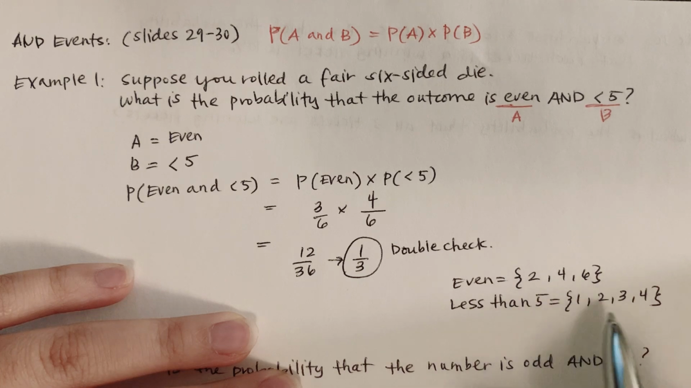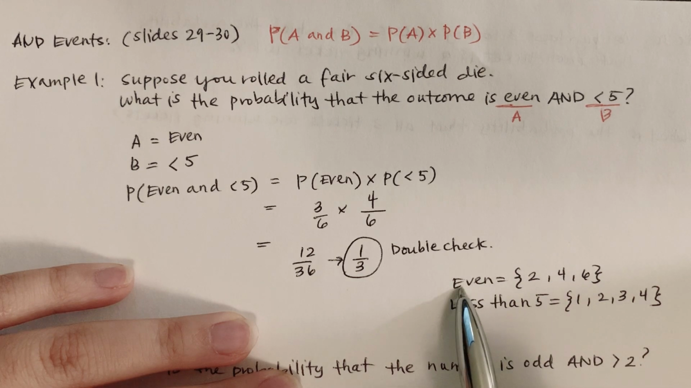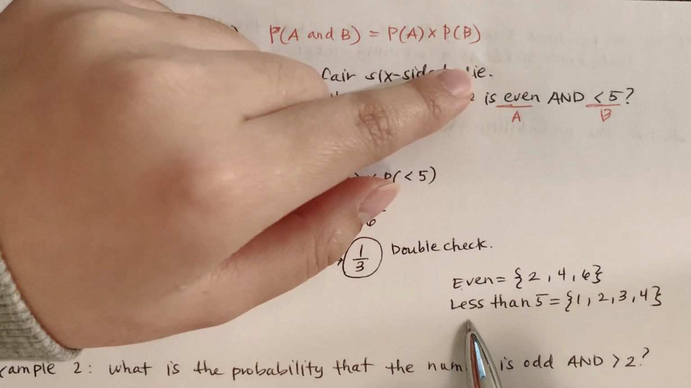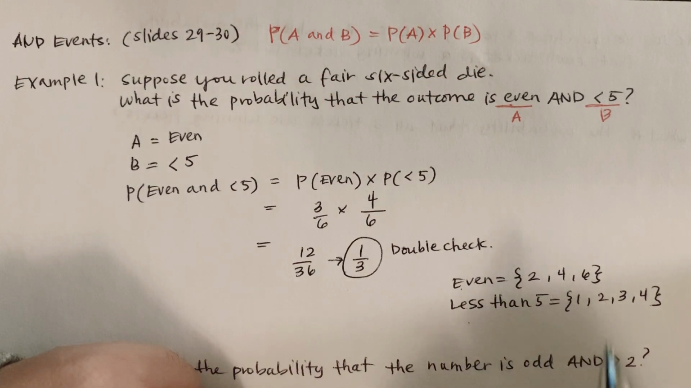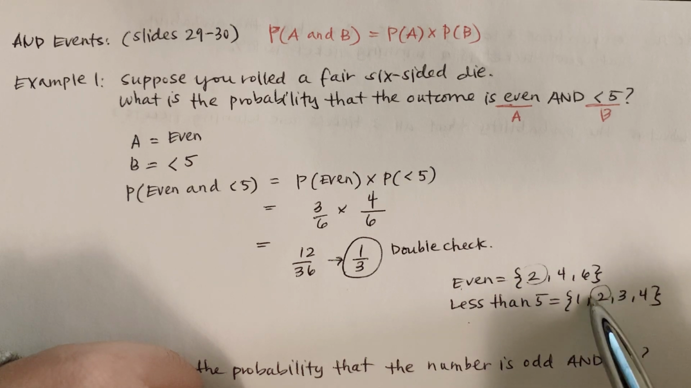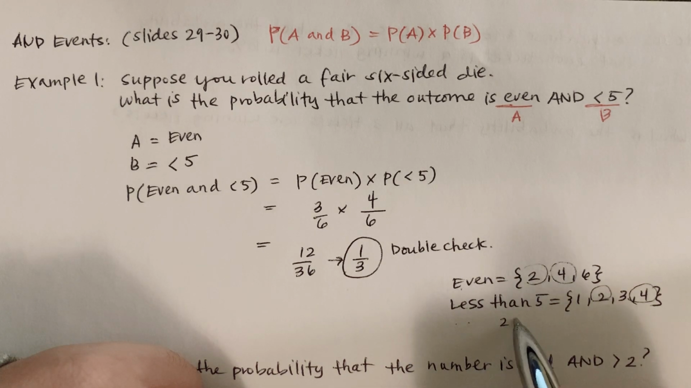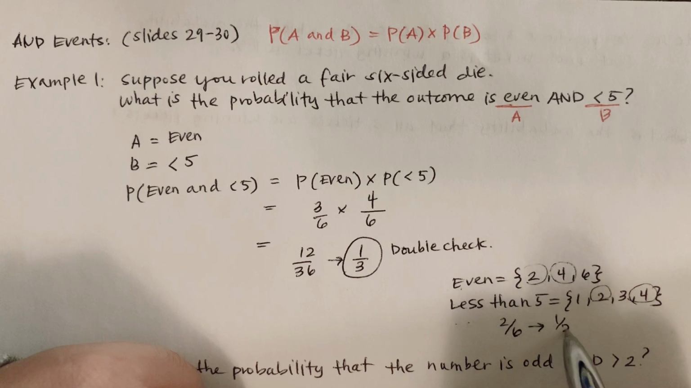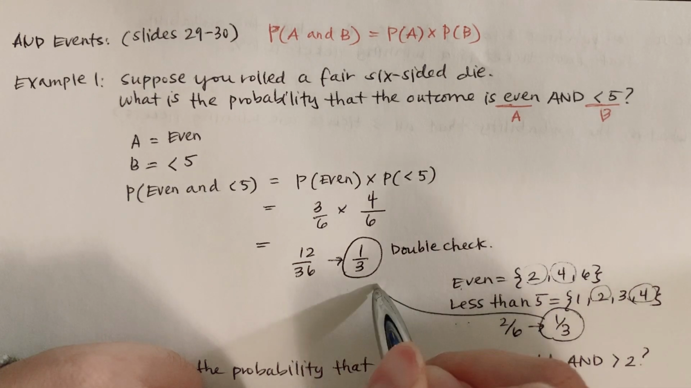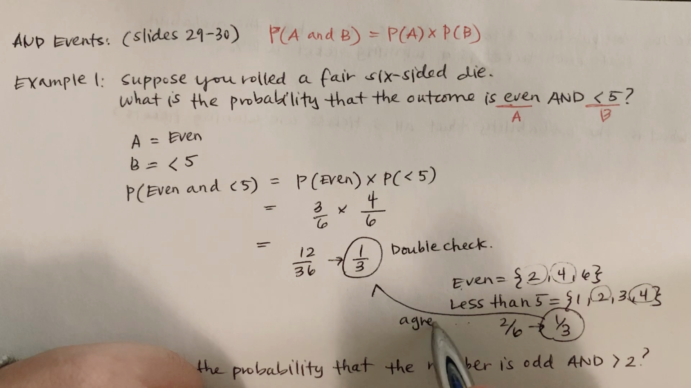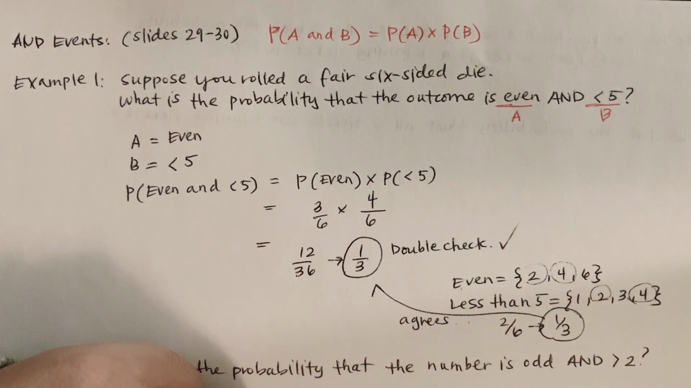Now, out of these, the shared commonality between even and less than 5 should be the number of outcomes that are even and less than 5. So in this case, we have 2 and 2, 4 and 4. So that's 2 numbers that are shared between even and less than 5. So 2 out of 6, which simplifies to 1/3, which also agrees. And so by this, we've double checked that our answer makes sense.